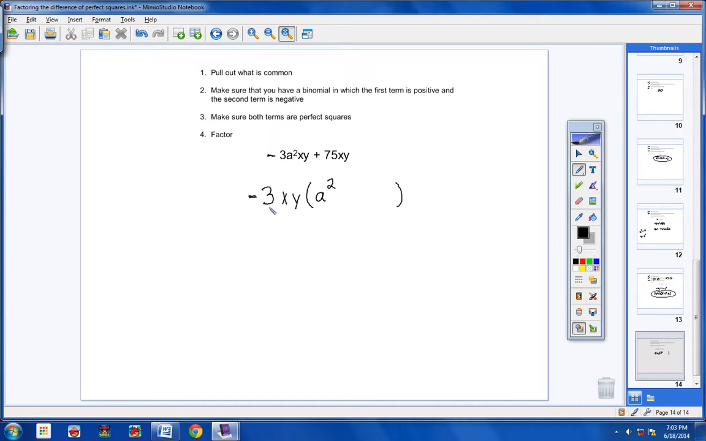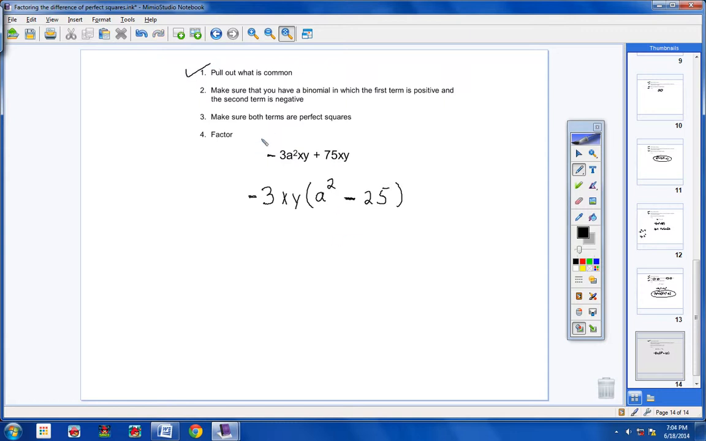Let's see if I'm right. Negative 3xy times a squared would be negative 3a squared xy. Over here, I'm going to put a negative 25. Let's see if I'm right. Negative times a negative is positive, so that's good. And 3xy times 25 would be 75xy. So we're doing great. We pulled out what's common.